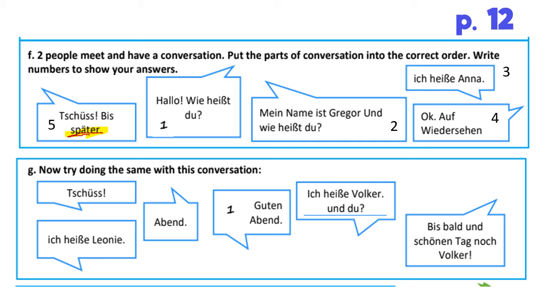And G then, we start off with Guten Abend, and then we have Abend, so that's how they've answered it. And then going to this one here, Ich heiße Volker. It is actually a German name. It really is. So just in case it looks a bit random, it's a proper German name. Und du is the question, and then the response is Ich heiße Leonie. So that's the fourth part. And the next ones I had were Tschüss next, and then finally Bis bald und schönen Tag noch, Volker. So see you soon and have a good day, Volker. But I guess you could interchange the last two as well.